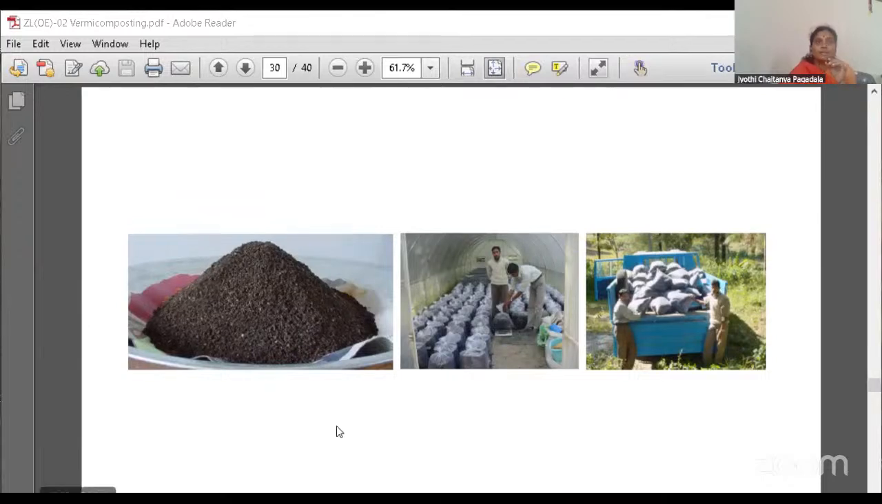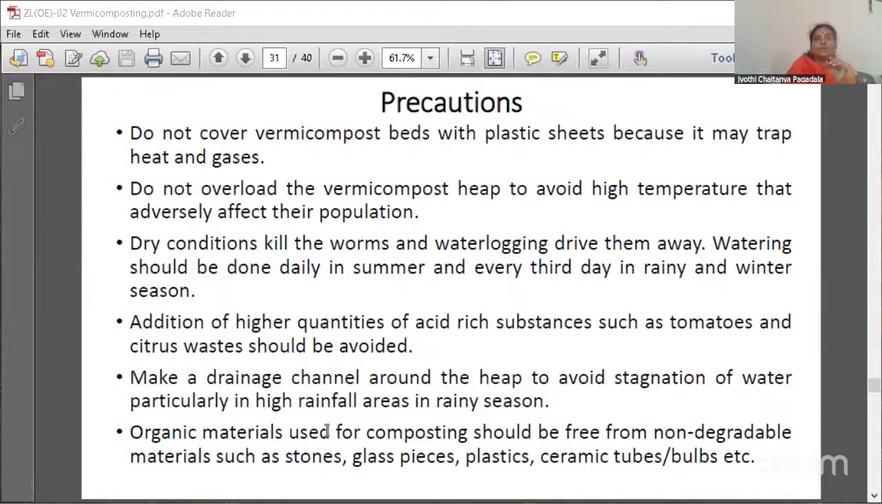Before discussing the significance of the vermicompost, first we have to discuss precautions. Don't cover the vermicompost beds with plastic sheets because they may trap heat and gases. Do not overload the vermicompost heap, to avoid high temperature that adversely affects their population. Dry conditions kill the worms, and water logging drives them away. So watering should be done daily in summer and every third day in rainy and winter seasons.